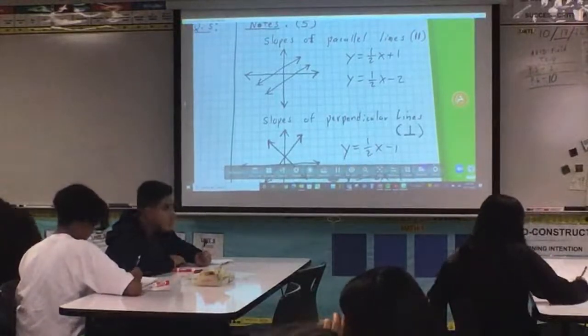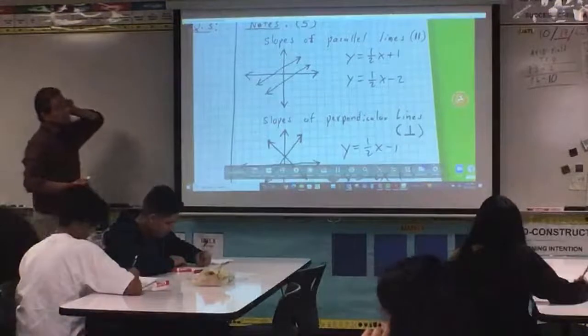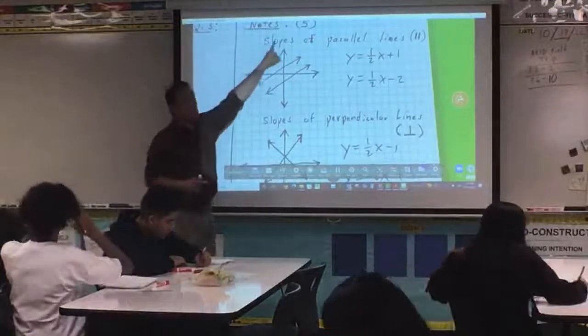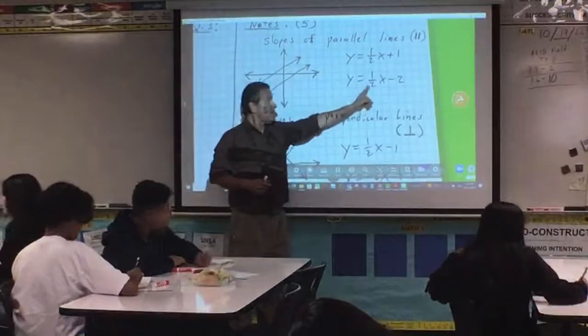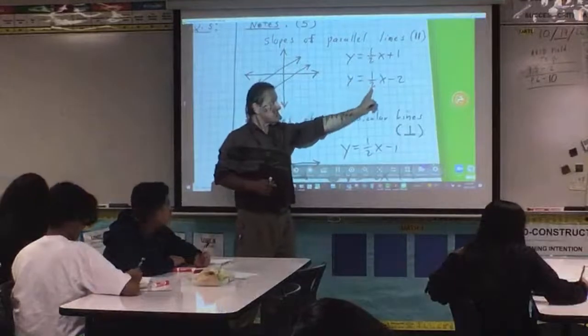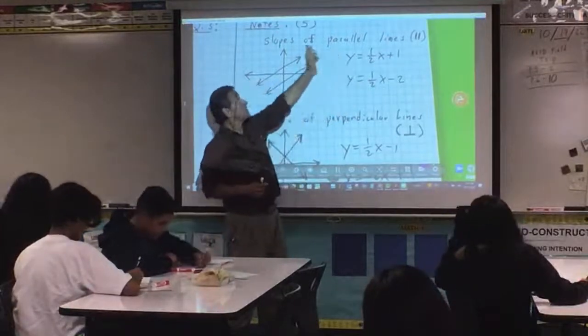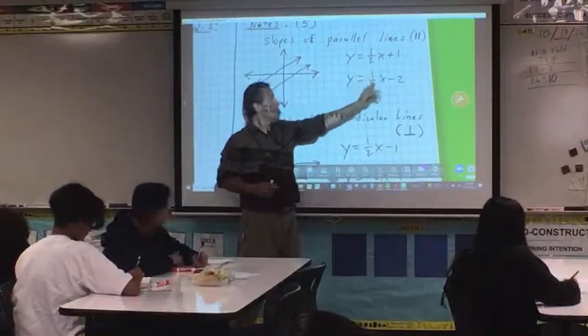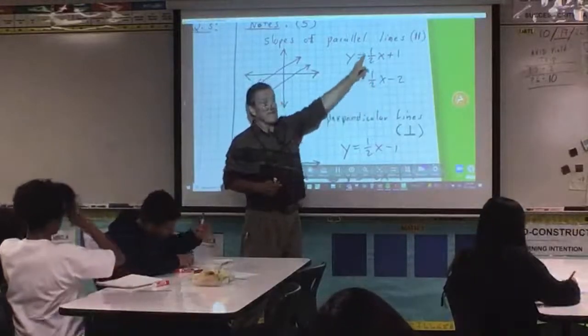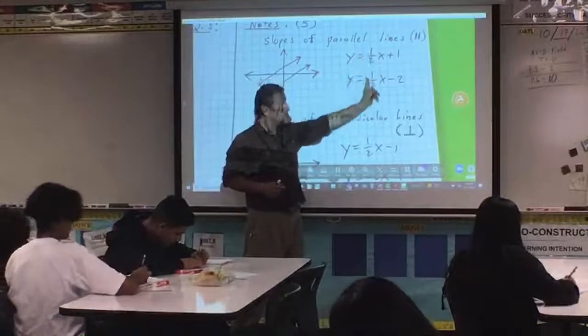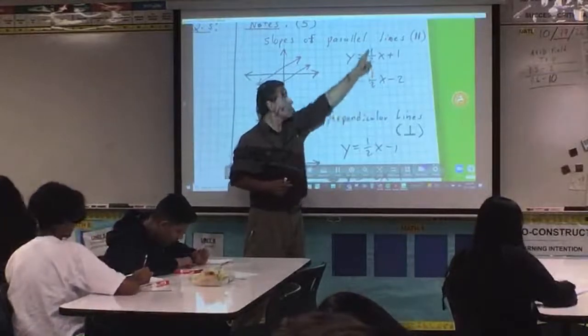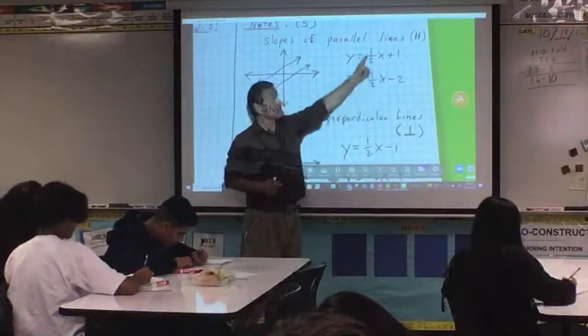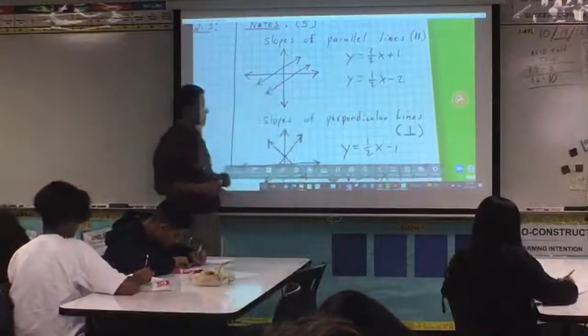Okay, so if the lines are parallel, they will have the same exact slope. 1/2, 1/2. The M, the montaña, the mountain, the rate of change, the rise over run. They will be exactly the same if they are parallel.